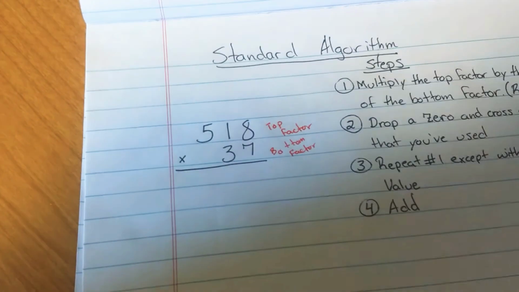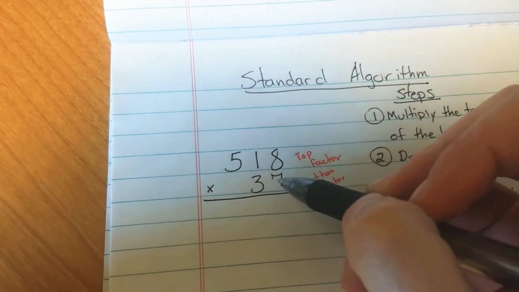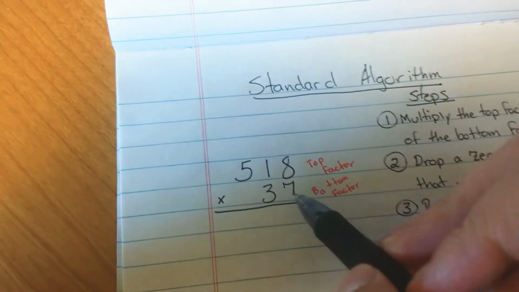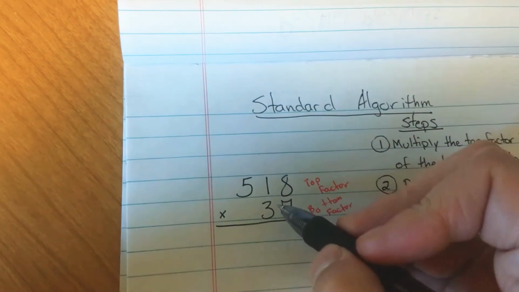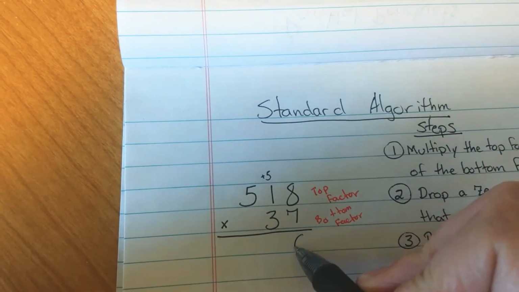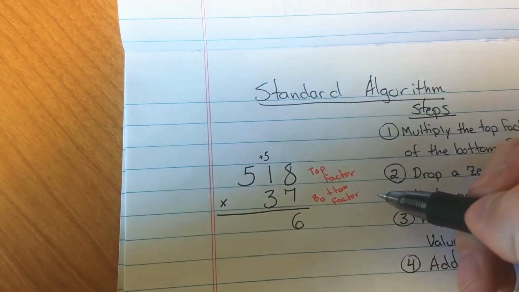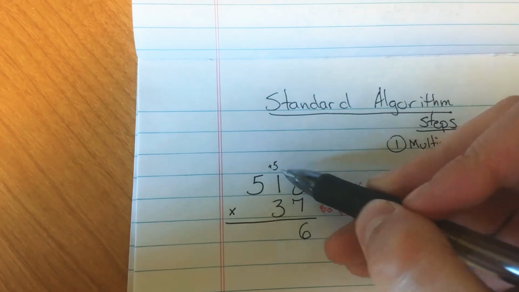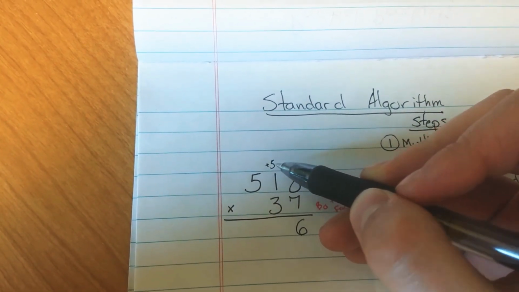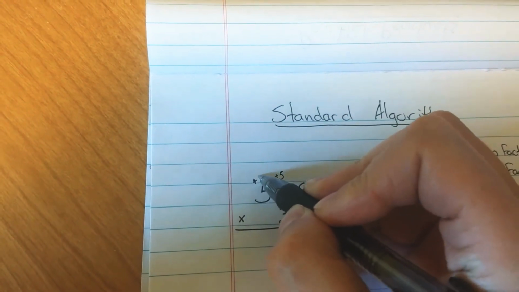So let's go ahead and take a look at this problem. First, I'm going to take my ones place of my bottom factor and I'm going to multiply right to left on the top. So 7 times 8 is 56. I'm going to carry my 5 and drop the 6. 7 times 1 is 7, but then I have to add the remainder. So I'm going to have 7 times 1 is 7 plus 5, which is going to be 12. I'm going to drop the 2, carry the 1.